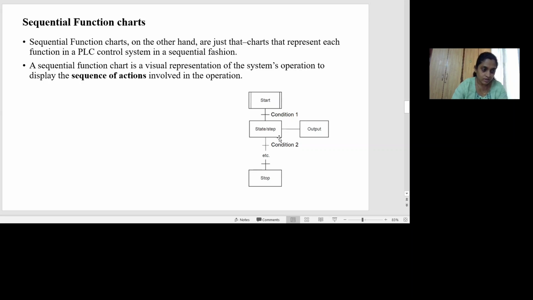So here the advantage is that the entire control process is broken into a number of steps, hence the troubleshooting is fast and easy. Designing and writing the logic inside the step also becomes faster. The disadvantage is that it is not suitable for every application.